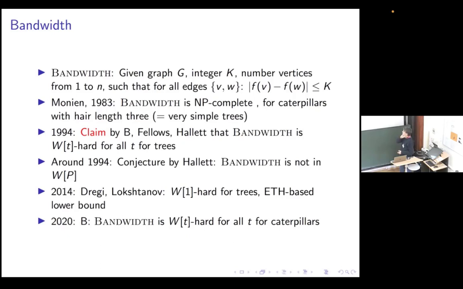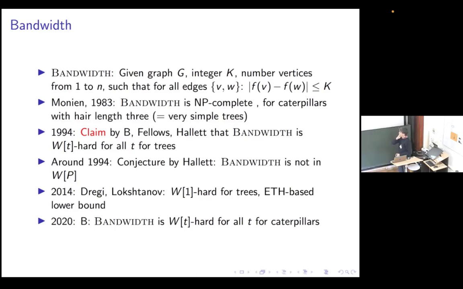It's shown to be NP-complete even for very simple types of trees, caterpillars, which is basically you take a path and you attach some paths to the path. And then in 1994, my fellow Mike Hallett and I wrote a paper. That was still the time that you could actually publish papers in conference proceedings without having written down the entire proof. And I had this proof in my head about the fact that bandwidth was WT-hard for all integers t for trees. And I started writing it down, and then I was busy, and it was very complicated.